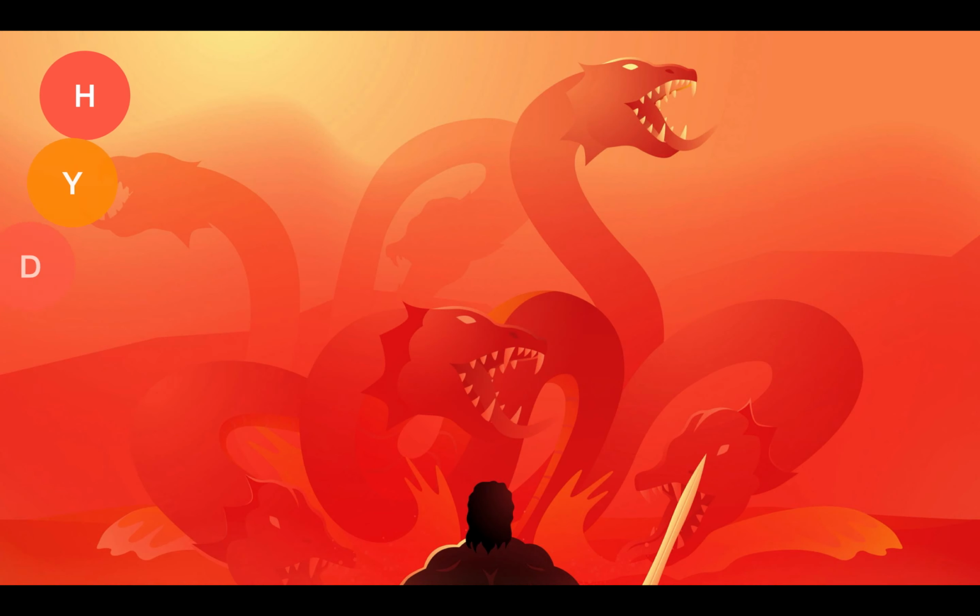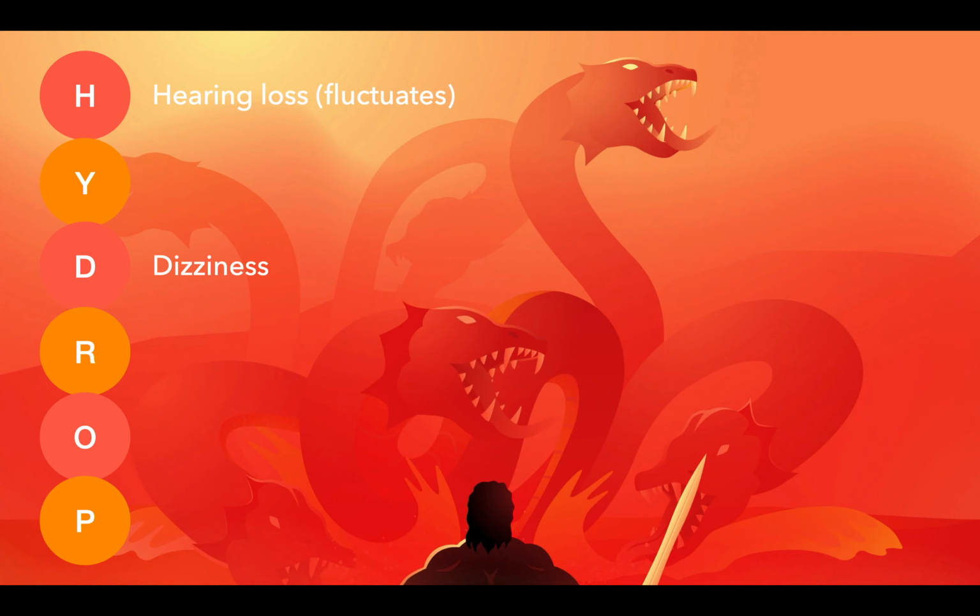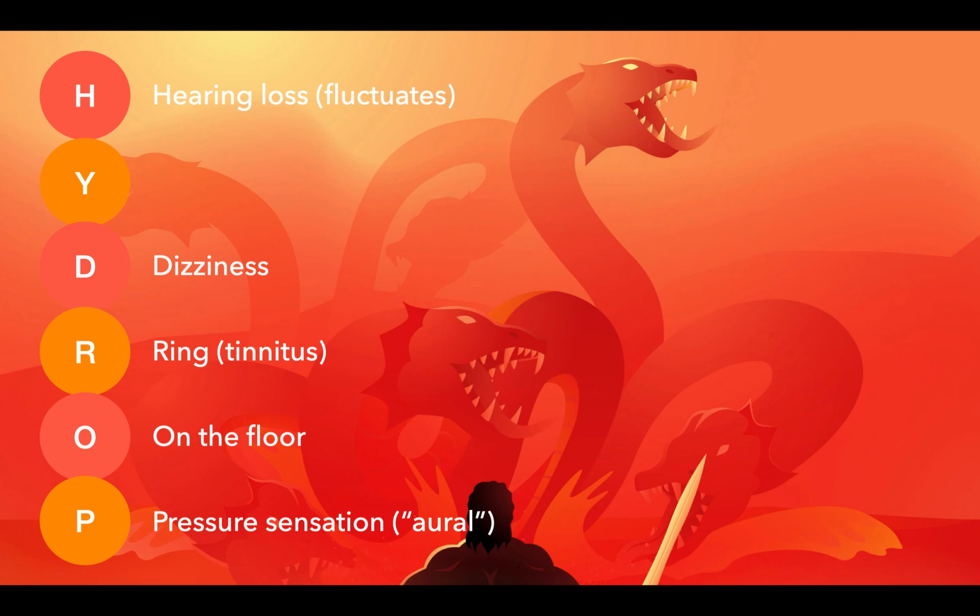But hydrops, this syndrome, when I was making this keynote a few weeks ago, I realised that kind of handedly, it spells a mnemonic that can help you remember the syndrome. So H is hearing loss, D is dizziness, R is ringing in the ear, O is on the floor because of no balance, and P is pressure, and it's aural sensation, AU. AU aural means ear, OR oral means mouth. So just make sure that you're aware of the difference there, because they sound the same, and they're right next to each other, aren't they? So that's handy.